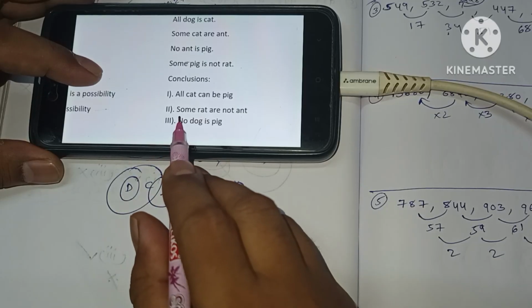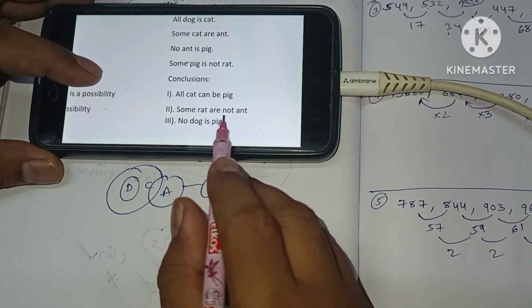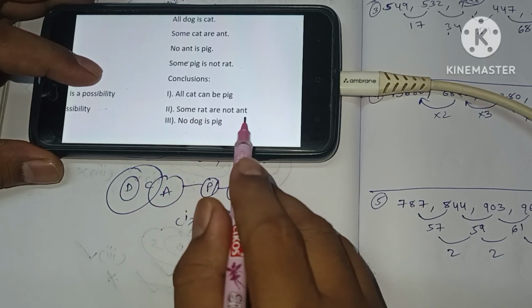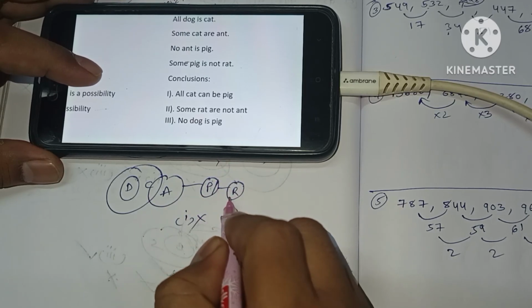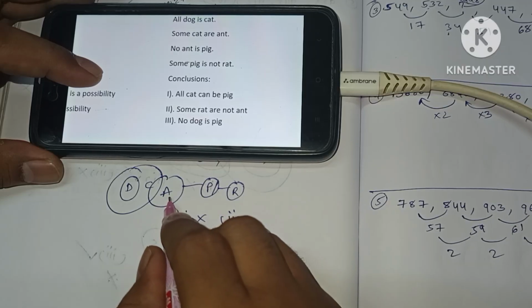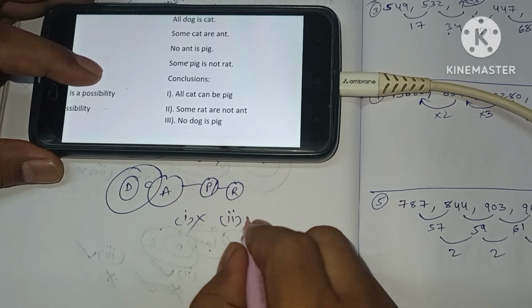Second one, some rat are not ant. Now we check whether all rat can be placed inside ant. All rat can be placed inside ant. It is possible. So if the all case is possible, the some-not case will be false.